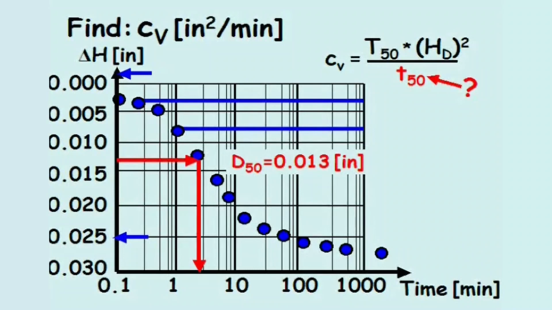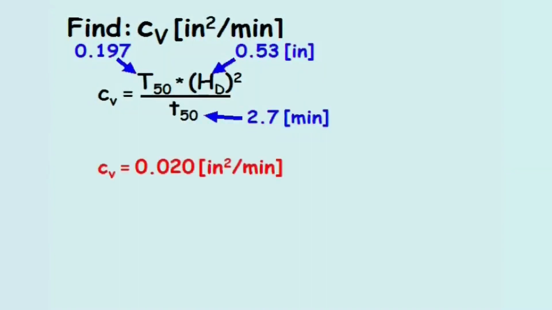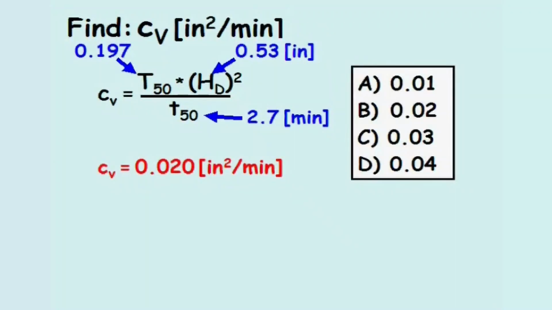From the graph, we can determine the time it will take the soil to consolidate to 50% its ultimate consolidation by tracing a line horizontally right to the lab test data, then vertically down to the time axis. Our T sub 50 is 2.7 minutes. Plugging in our known values, we calculate the consolidation coefficient to be 0.020 inches squared per minute. Compared with our possible solutions, the answer is B.